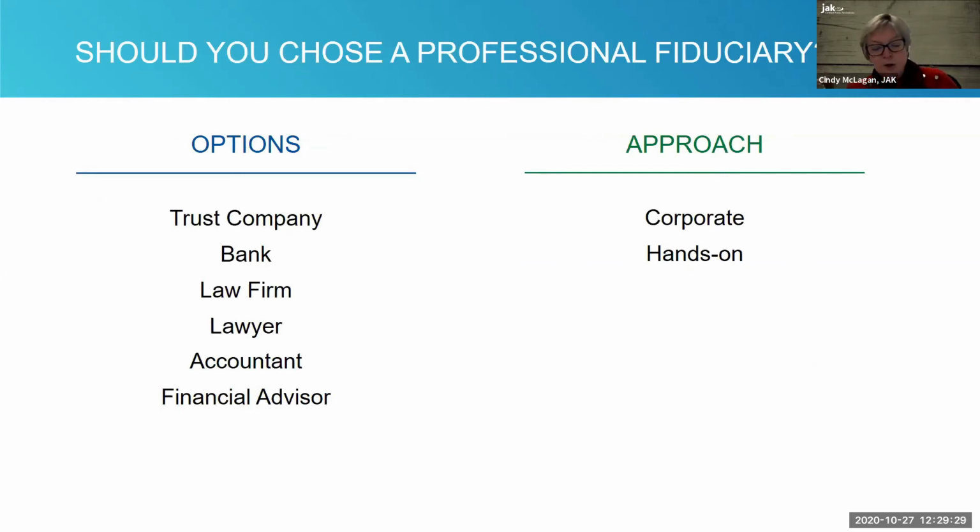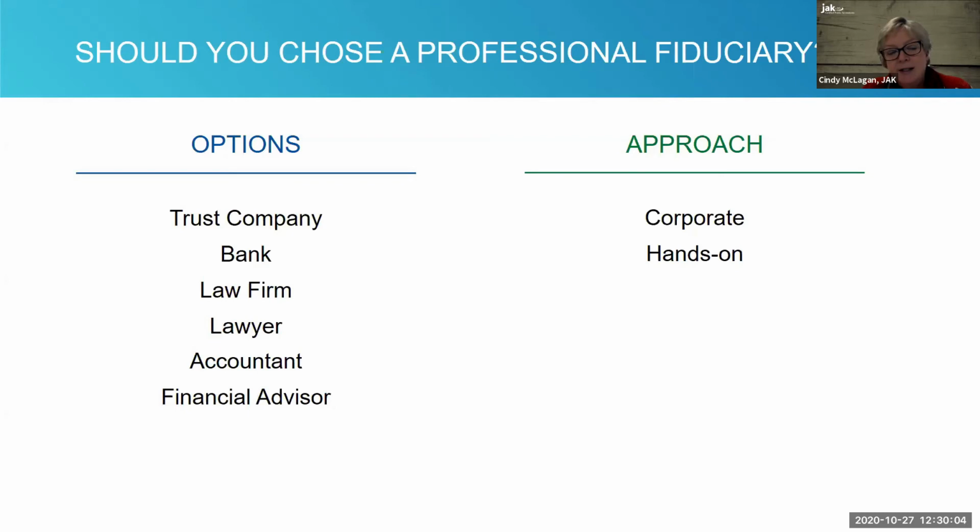So we've talked about the issues. Now we know. So you think, well, maybe it's not good to choose a family or a friend. Maybe I should choose a professional fiduciary. So there's a lot of options for a professional fiduciary. There's trust companies, there's banks, law firms, lawyers, accountants, and financial advisors. And all of them are good options, but you have to shop around. You have to talk to them, find out what are their fees, what services do they provide.